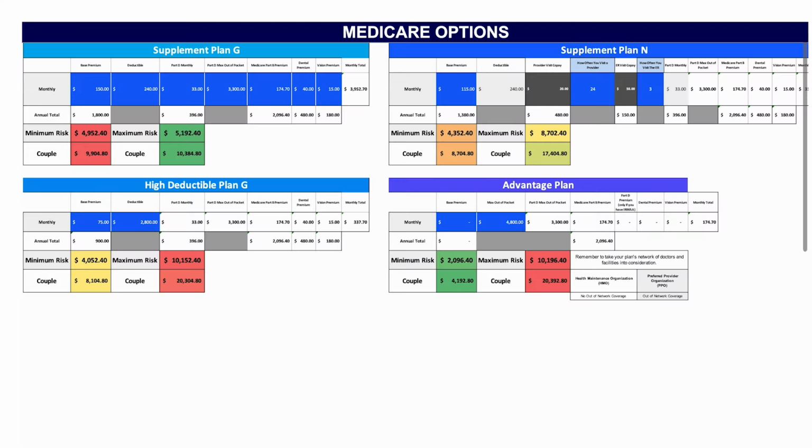Finally, the last thing before we dive even deeper into the real example would be the colors. The totals for individual minimum and maximum risk, as well as couple minimum and maximum risk, are all color-coded, with the least expensive being green and the most expensive being red. So now we can get a quick look at which arrangements will show the most advantageous dollar situations.